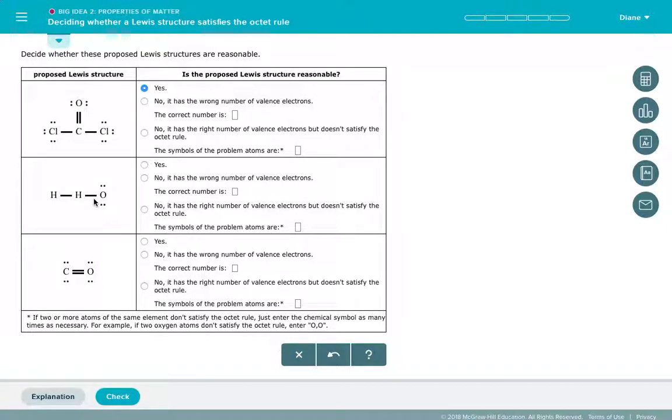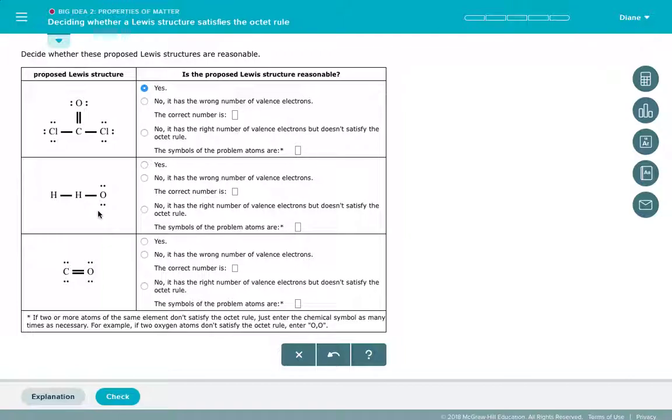Here's H2O. So H2O right here has a problem. It has hydrogen sharing 1 with oxygen and 1 with the other hydrogen. But hydrogen only has 1 electron. It can't share 2 electrons. So first we're checking 2 things.